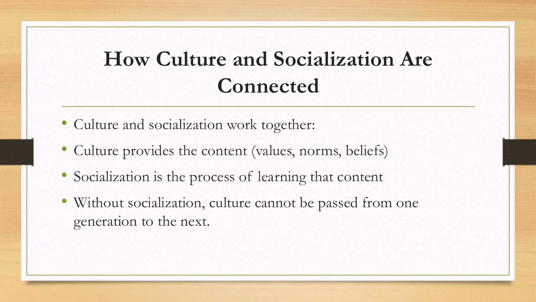Next, we will move to how culture and socialization are connected. Culture and socialization are closely connected in the society. They work together to shape human behavior and social life. In simple words, culture means what people learn, and socialization means how people learn it. For example, respecting elders is a cultural value, and children learn this value from parents, teachers, and society through socialization. Therefore, culture and socialization are interdependent. Culture gives the direction to behavior, and socialization helps individuals to become members of society by learning that culture.